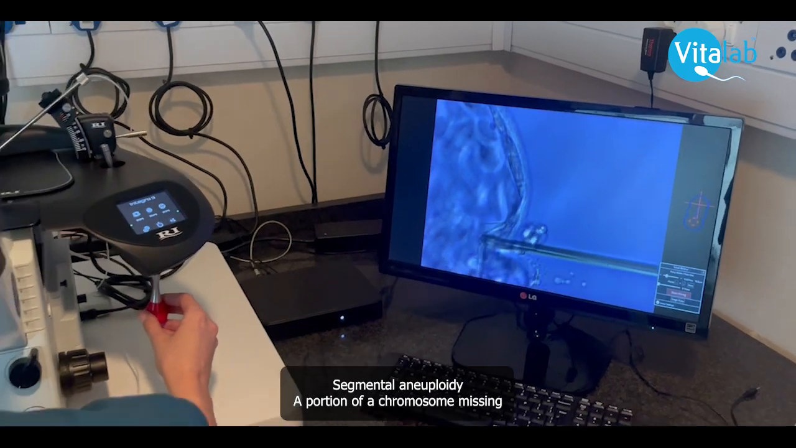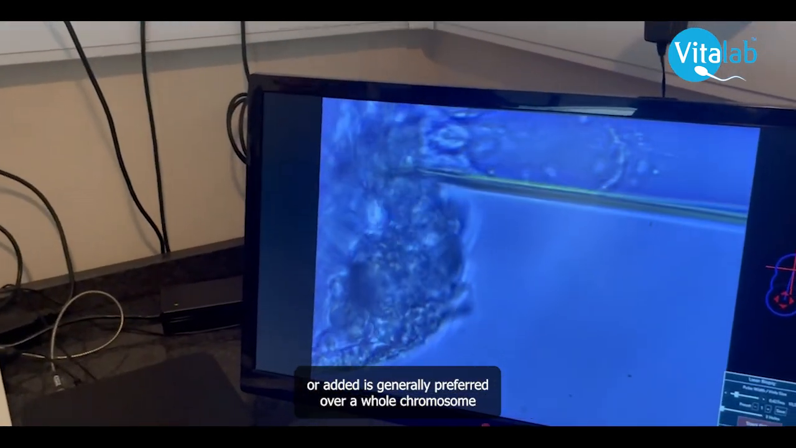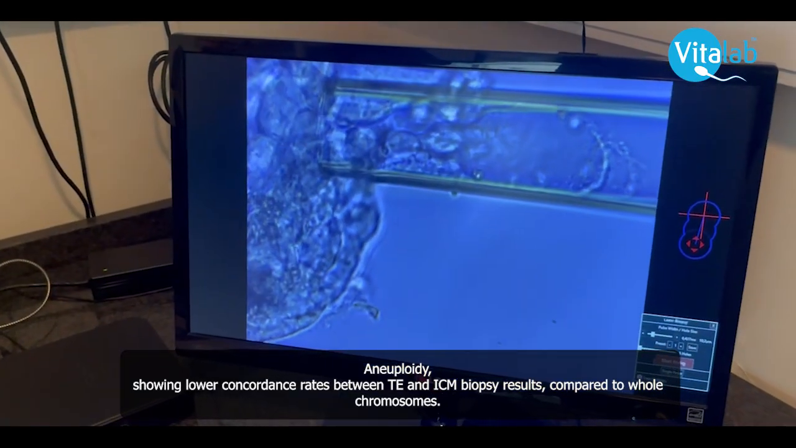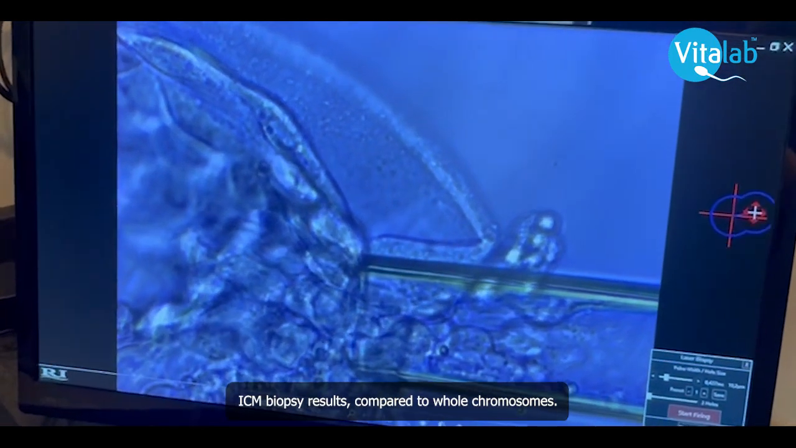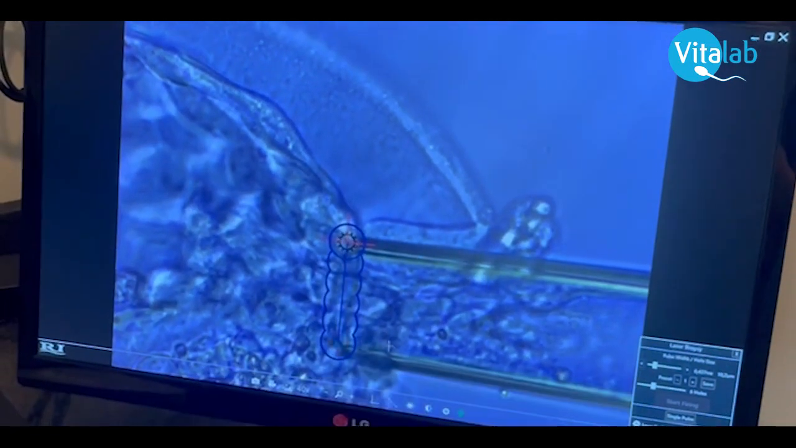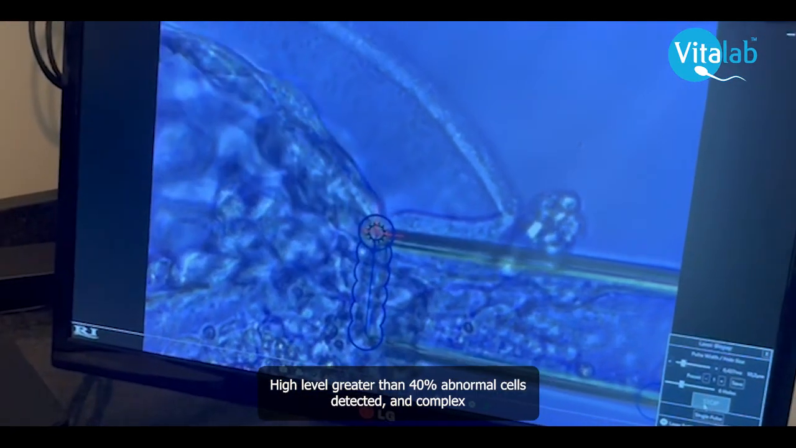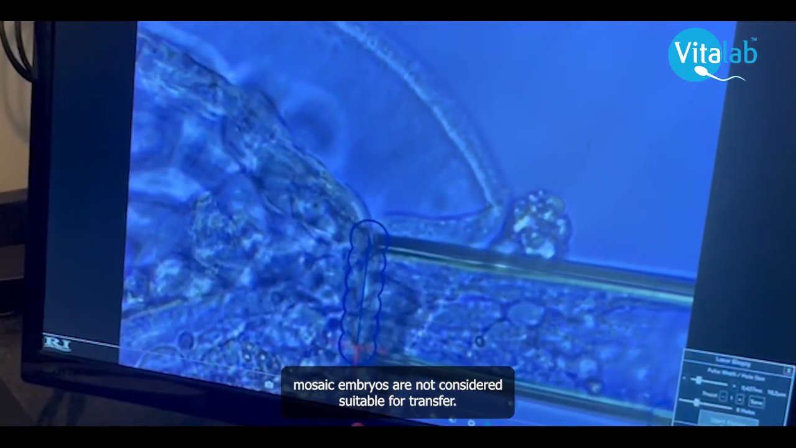Segmental aneuploidy, a portion of a chromosome missing or added, is generally preferred over a whole chromosome aneuploidy, showing lower concordance rates between TE and ICM biopsy results compared to whole chromosomes. Complex mosaic embryos show abnormalities affecting several chromosomes. High-level, greater than 40% abnormal cells detected, and complex mosaic embryos are not considered suitable for transfer.